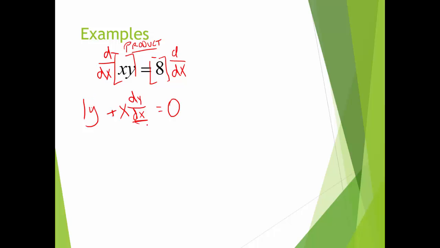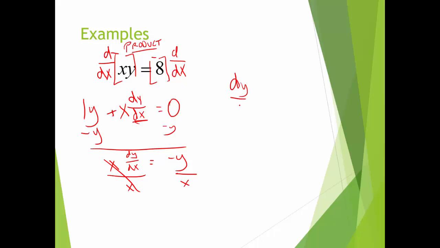Okay, so now my goal is just to do some algebra to get the dy/dx by itself. I'll subtract y from both sides. I get x dy/dx equals negative y. I'll divide through by x, cancel out. dy/dx equals negative y over x, and I'm done there.